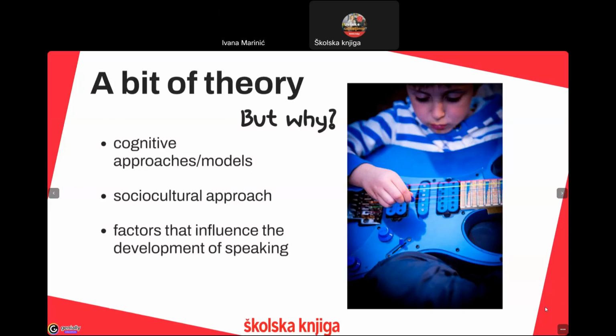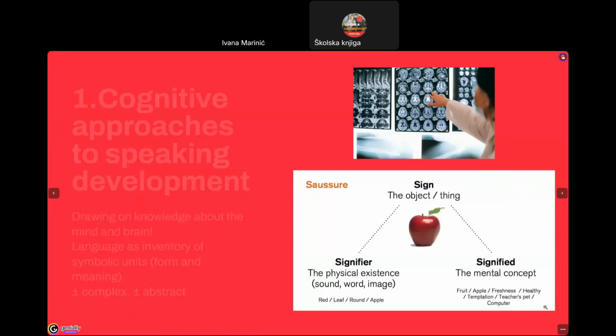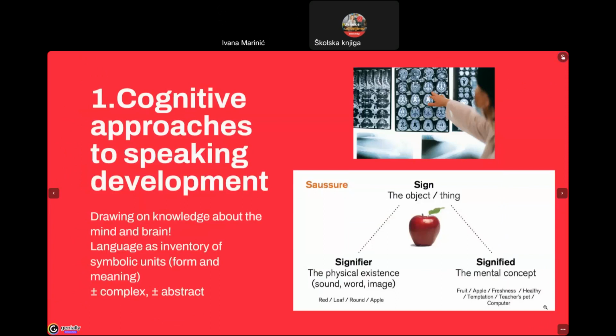I'm going to start with a bit of theory, and it's going to be two approaches which are important for today's practice, and that's cognitive approaches or models of speaking and sociocultural approaches. We'll also discuss some factors that influence the development of speaking. And if you're wondering why theory, well, because it is going to help us understand what's happening in the brain of us, our students, or any person who tries to speak a language, and more importantly, who tries to speak a foreign language. So first, let's start with the cognitive approaches to speaking development.